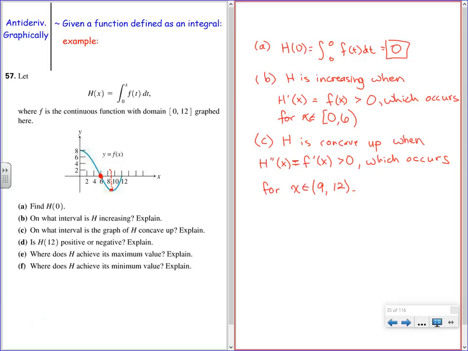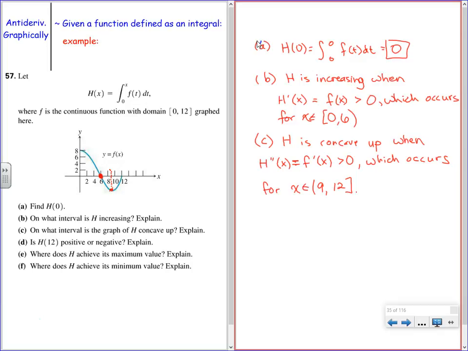Technically, I suppose you could include 12 if we use the definition of a closed interval, meaning that you only have to come from one side, and coming from one side, the slope is positive. I guess maybe we should include 12. I haven't seen them take off points for that before, but it's probably smart to do. Is h of 12 positive or negative?